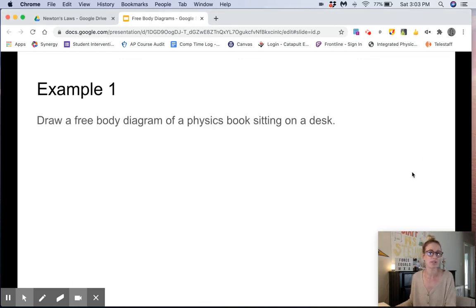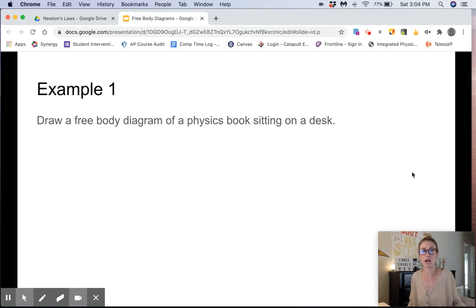So number 1, we want to draw a free body diagram of a physics book sitting on a desk. Now, remember, our first step to this is to identify the object. It's just a physics book. We know that it's sitting on the desk, but the object that we're drawing a free body diagram of is the physics book. So we're not going to even really care about the desk. The desk is going to be causing a force on the physics book.